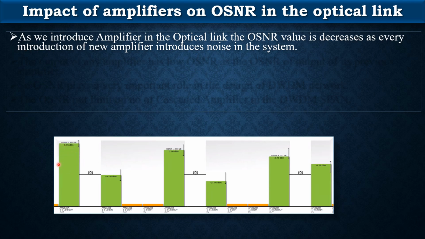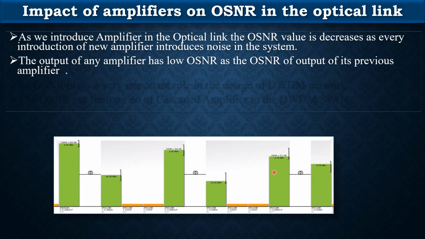You can see the OSNR at this amplifier is 30 dB, and when a new amplifier is introduced, the OSNR is 29.0, and at the next amplifier the OSNR is 27. So the OSNR keeps decreasing whenever a new amplifier is added. You can say the output of any amplifier has a lower OSNR than the output of the previous amplifier. Here it is 30, here it is 29. So this is the statement.